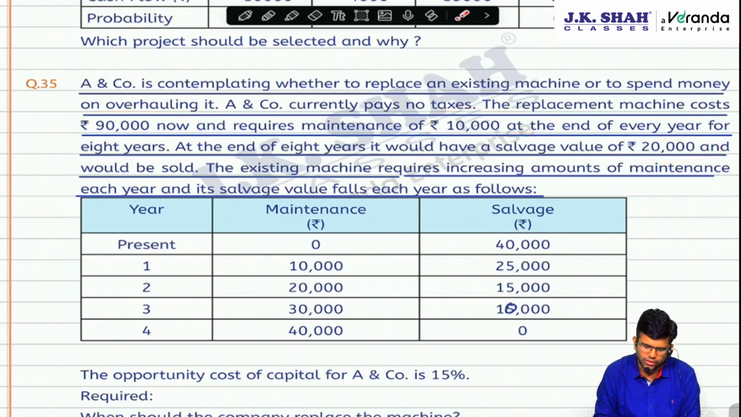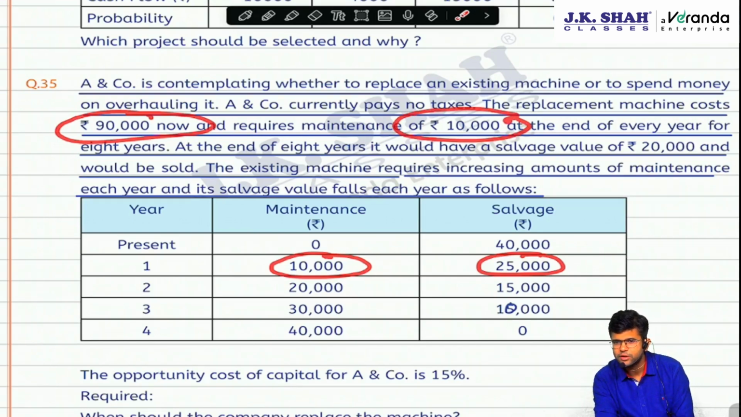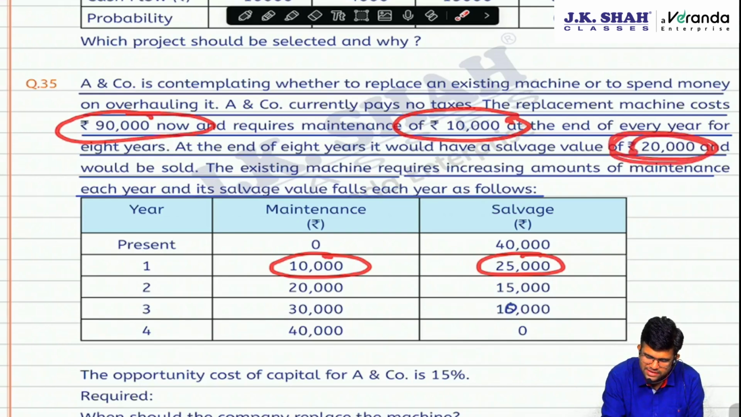Okay. What if I replace after 1 year? If I replace after 1 year, can I say I will have to pay this? I will then get this. Then I have to pay this. Then this will go on for another 8 years. 8 years means, do you realize, from the end of year 2 to the end of year 9? And at the end of year 9, I'll get this salvage.